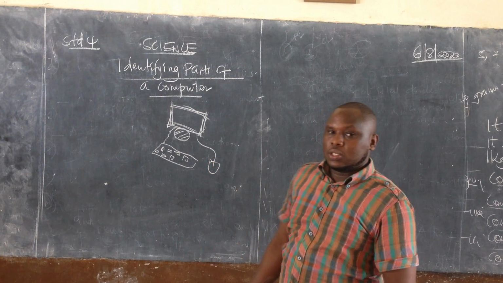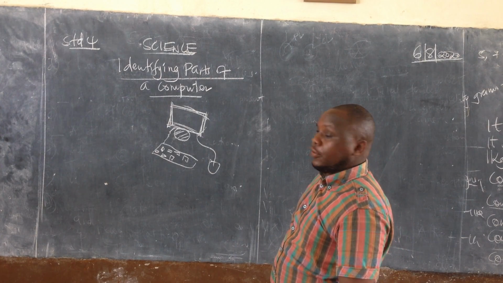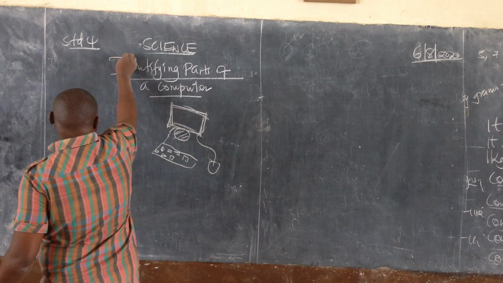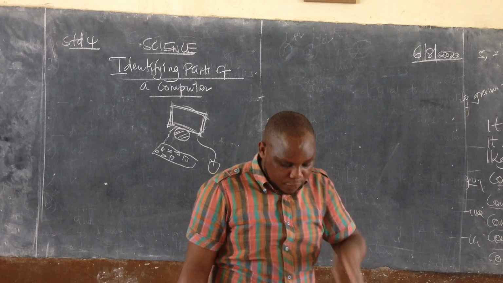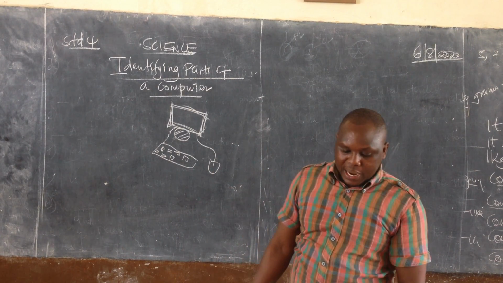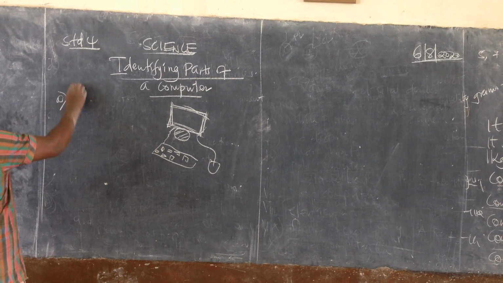Today's lesson is going to be a very brief lesson about identifying parts of a computer. Now a computer is what we have here in school, what we use for your computer classes. So you're going to identify the parts. Number one, you're going to identify a part called keyboard.